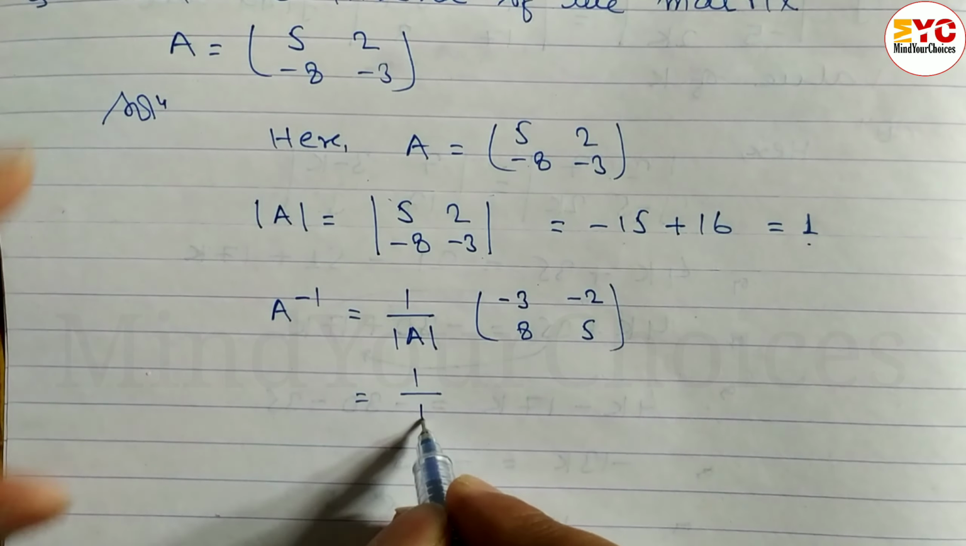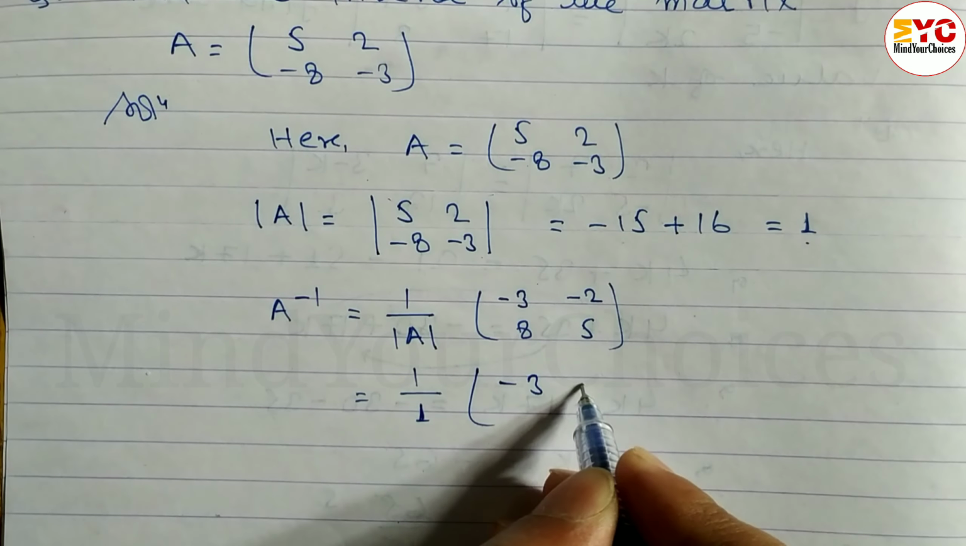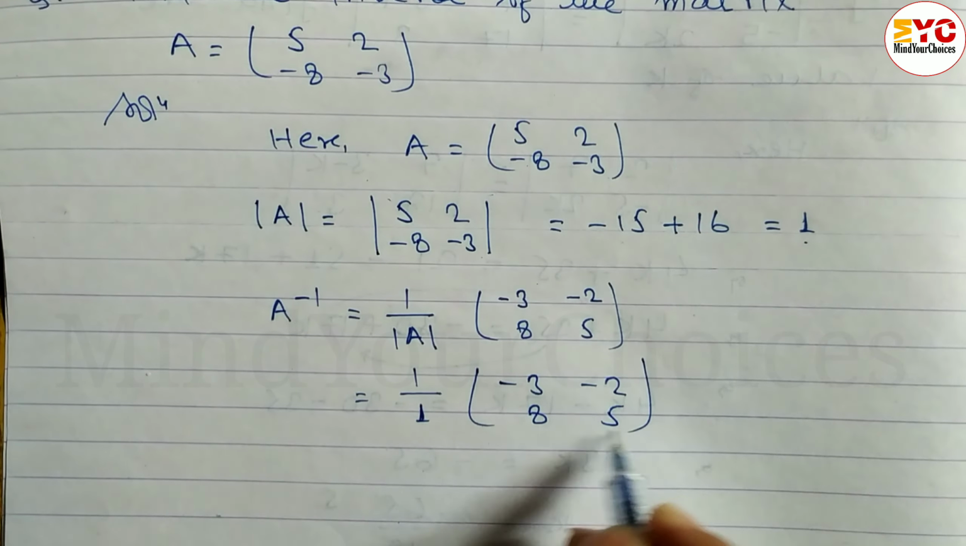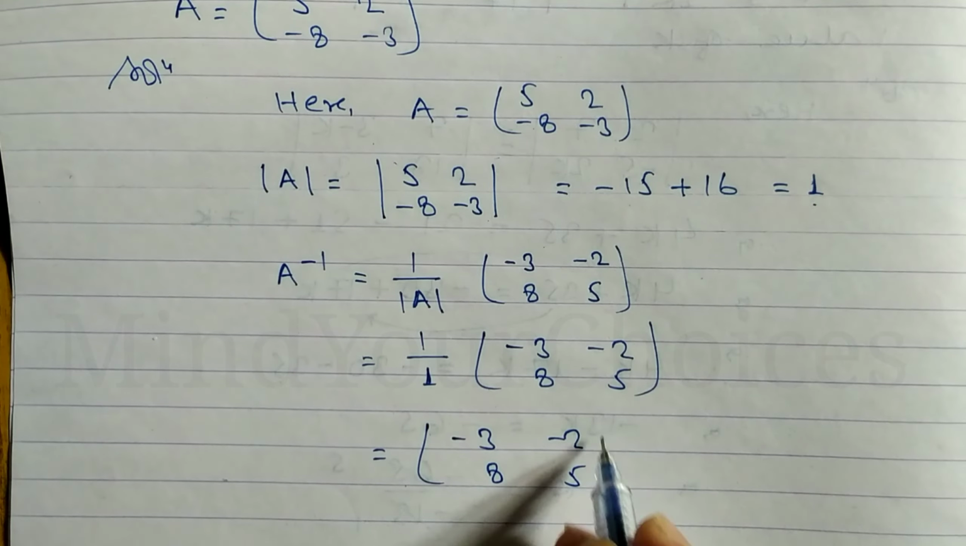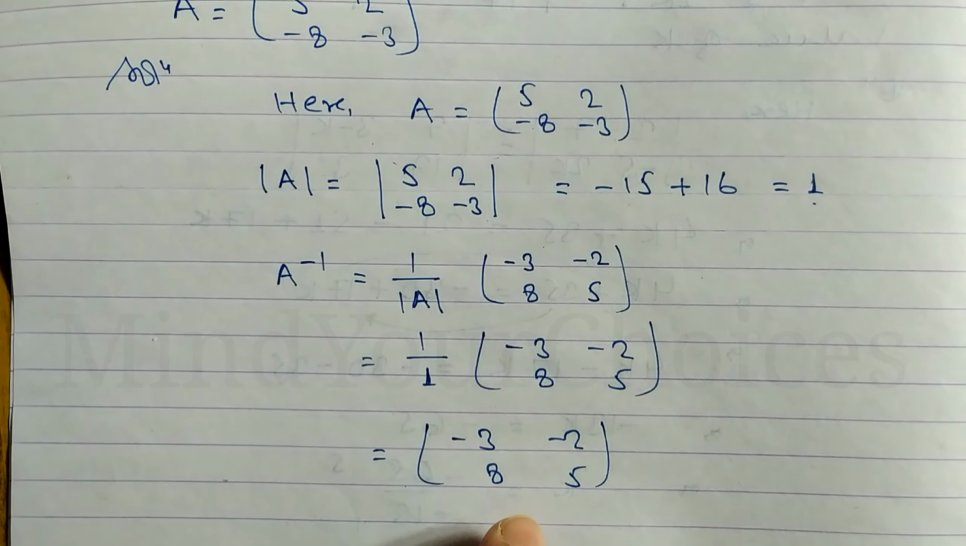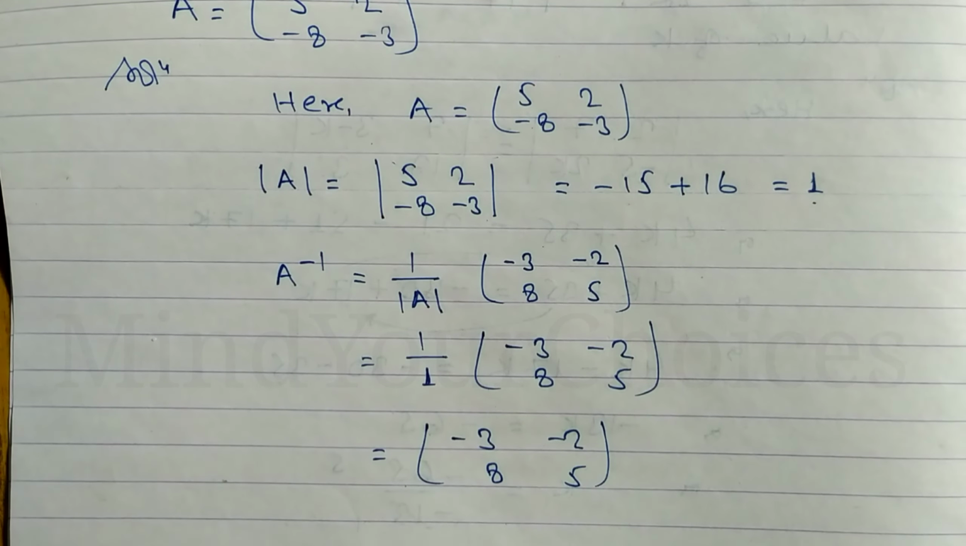So 1 by determinant A is equal to how much do we get here? 1. So we write here 1 times minus 3, minus 2, 8, 5. 1 by 1 means 1. When you multiply by this we get the same. Minus 3, minus 2, 8, 5 is your answer. So A inverse is equal to minus 3, minus 2, 8, 5.